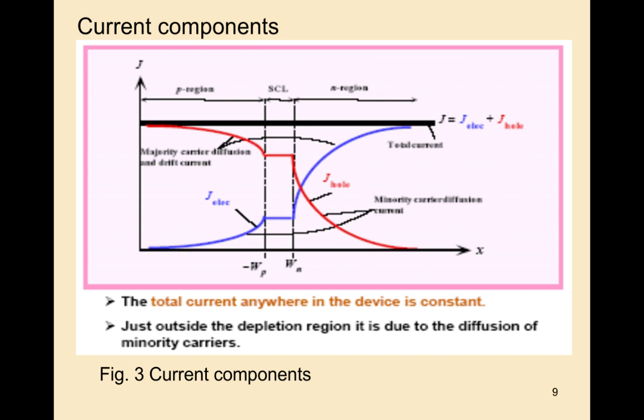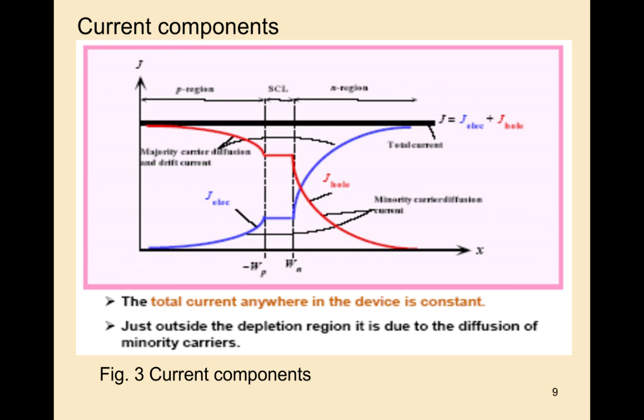So the total current anywhere in the device is constant. Once current is generated, the total current anywhere in the device is constant. Just outside the depletion region, the current is due to the diffusion of minority carriers. So the current outside the depletion region is due to the diffusion of minority carriers only.